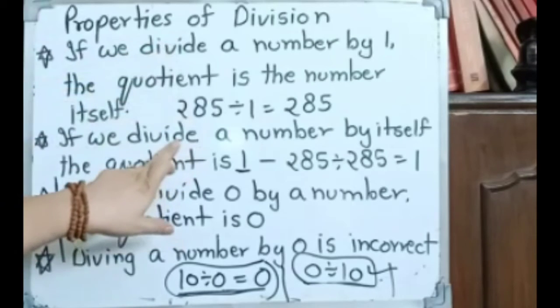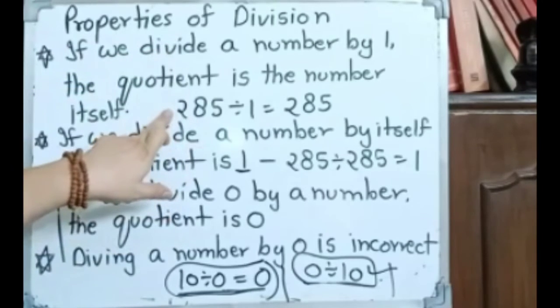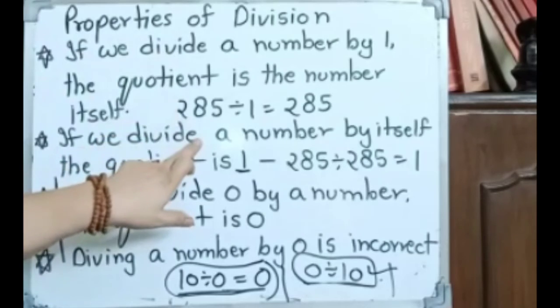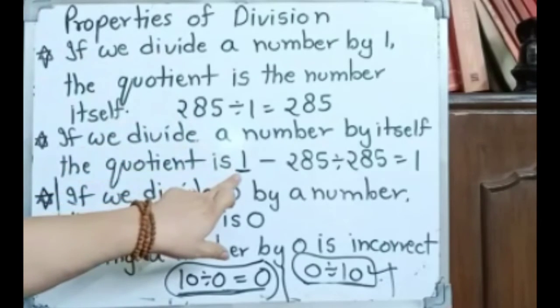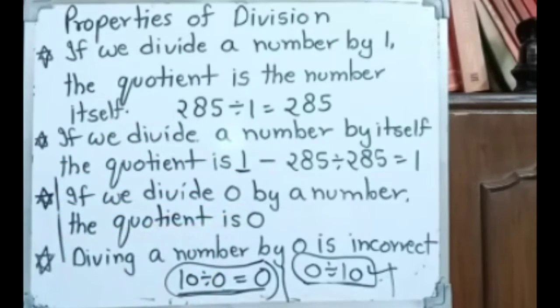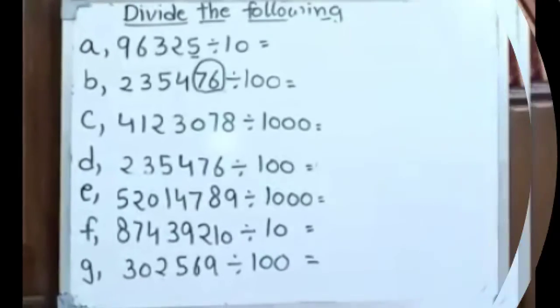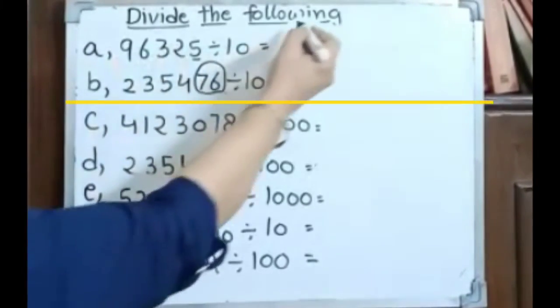Divide by 1, the answer is the number itself. Divide by the same number, the answer will be 1. Divide 0 by a number, the answer will be 0. Now here, divide the following.